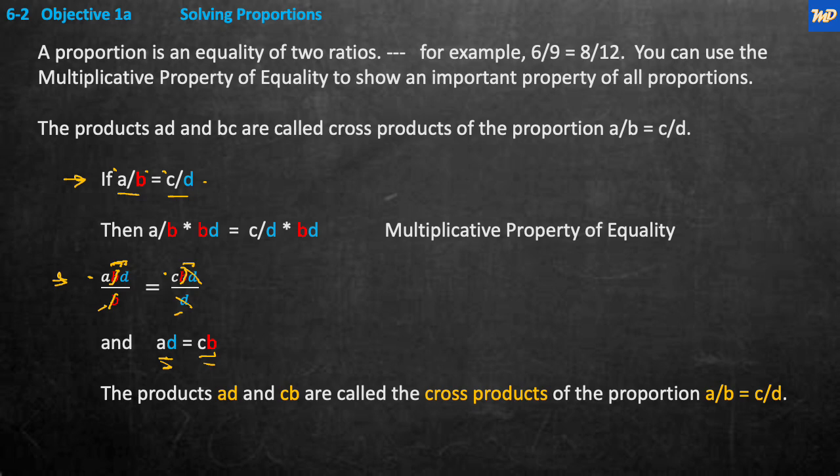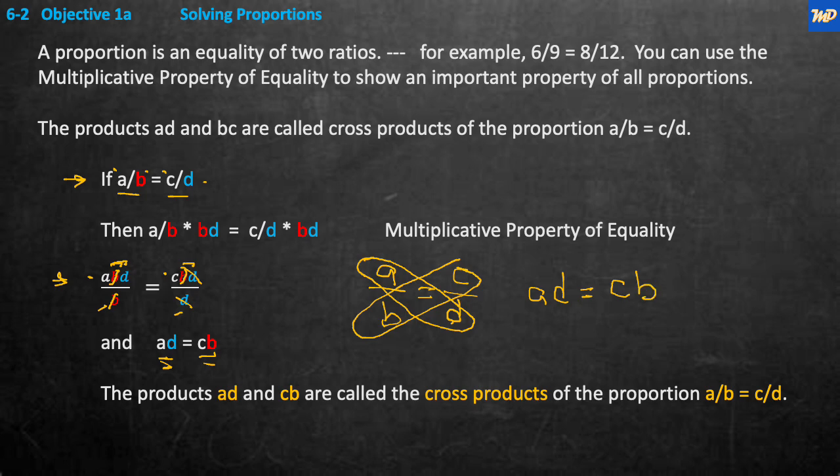So what we've done here, the cross product means that I'll draw it up. A over B equals C over D. And the cross products are these right here. These multiplied by these are multiplied together, so now we're going to have AD is equal to CB. Okay, that's the cross product. That's what they're showing us here. AD and CB, and that's how we got the cross product.